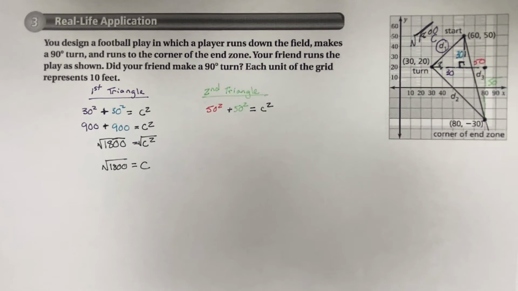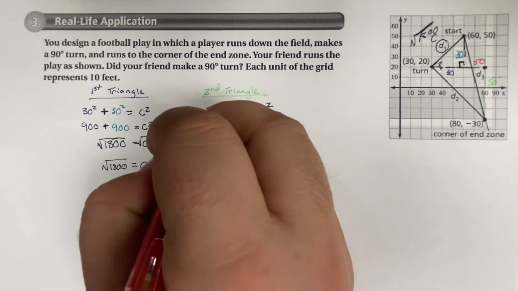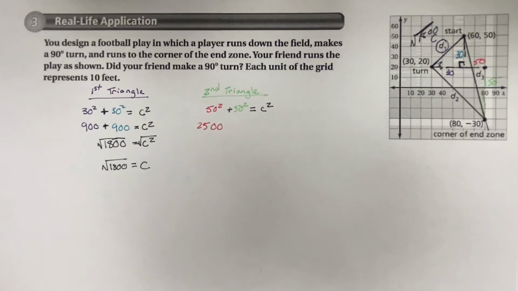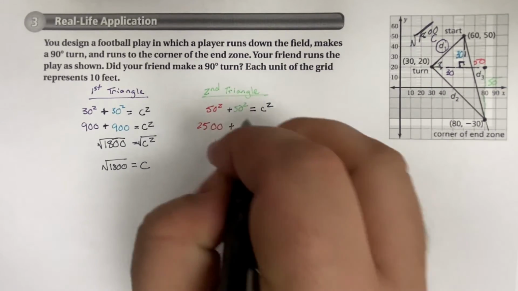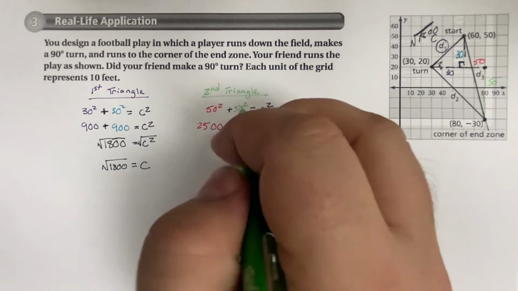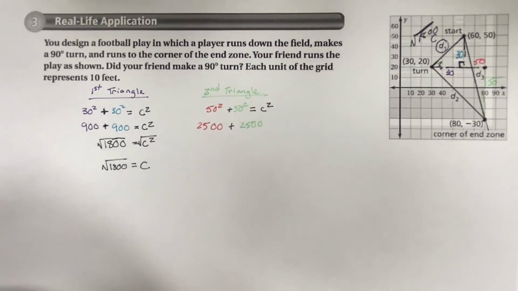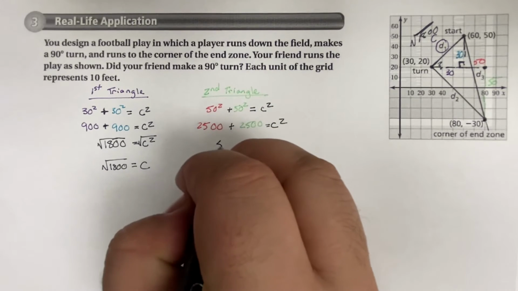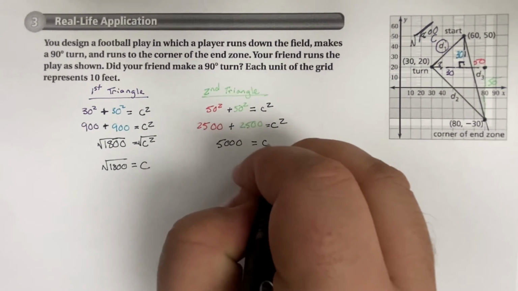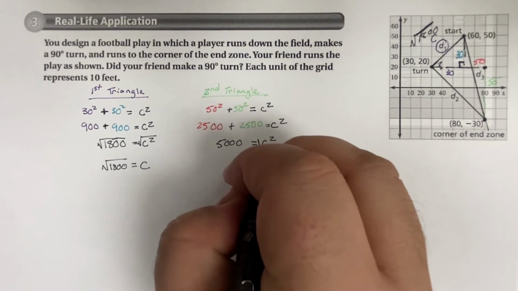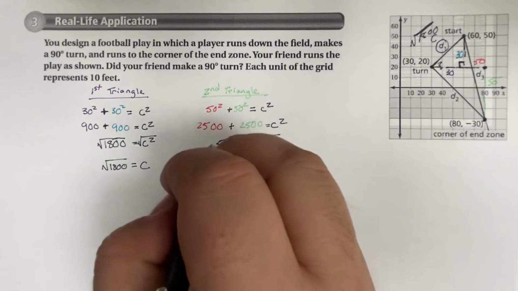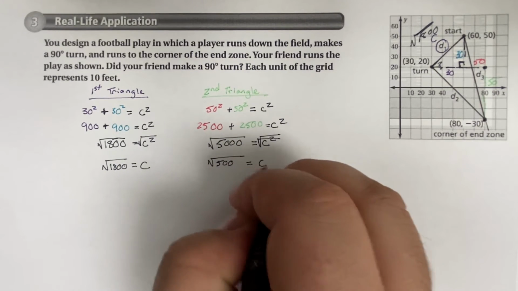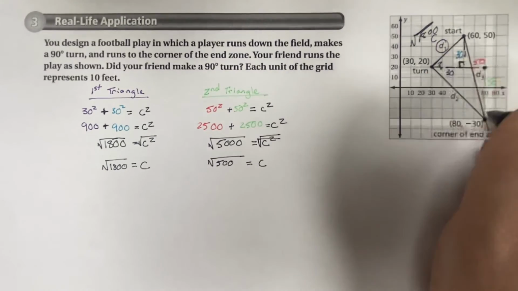All right, so here, I know 5 times 5 is 25, and I have 0 and 0, so 2 zeros. Do the same thing here, so I'm going to be adding another 2500. And that's going to equal my C squared. So this is 5,000 equals C squared. And then I'm going to take the square root so that it cancels to both sides, and I get the square root of 5,000 is equal to this C, or D2.